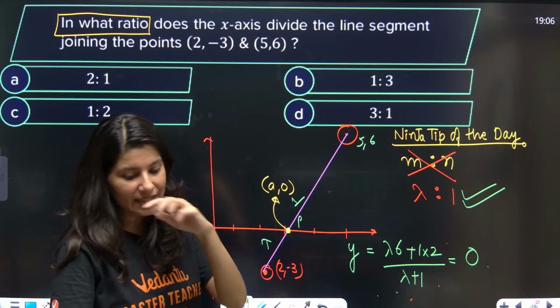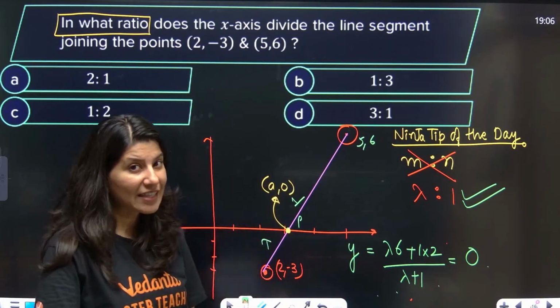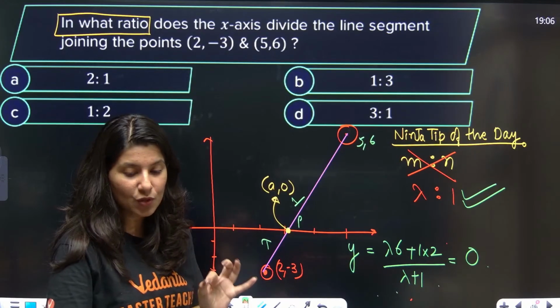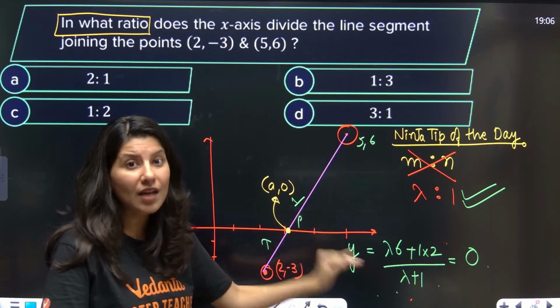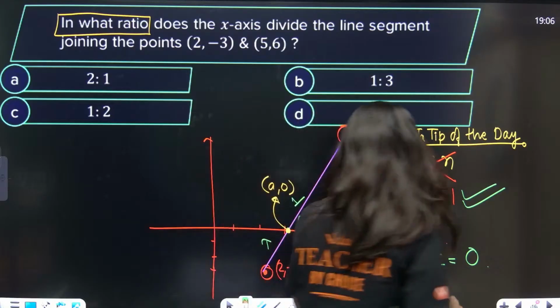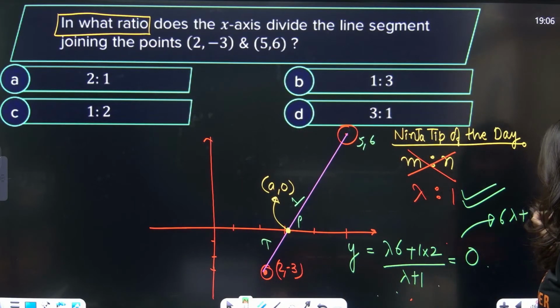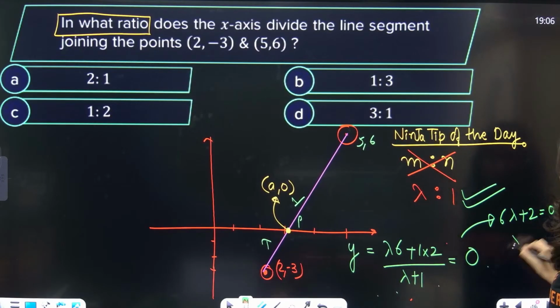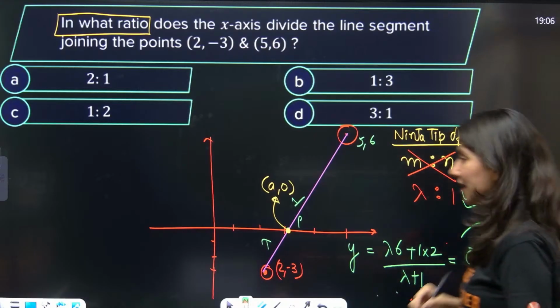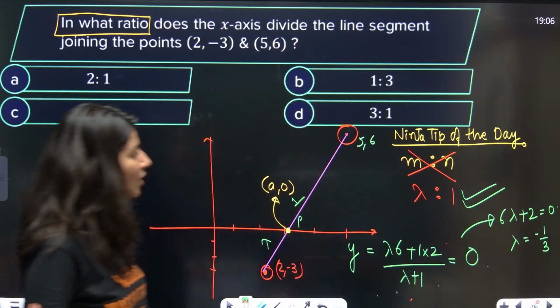Yes, Ronit is asking, but ma'am, how come you are fixing n? This is going to be revealed once you are done with this question, okay? So now just tell me, 6 lambda plus 2 is equal to 0. So lambda is coming out as minus 1 by 3.